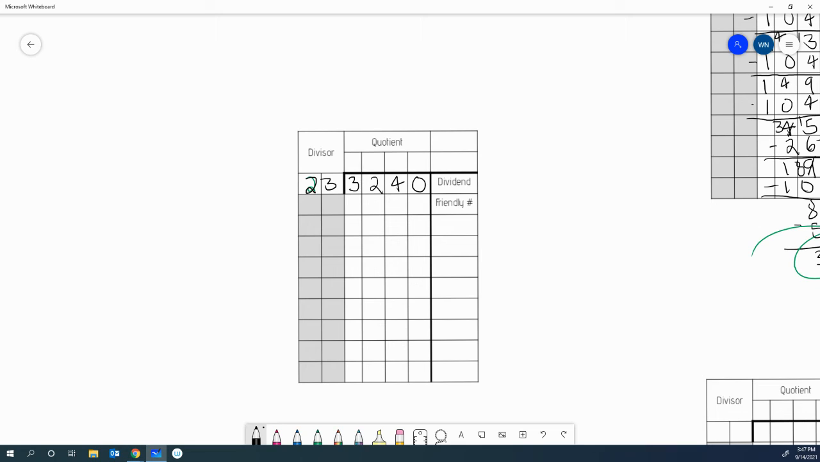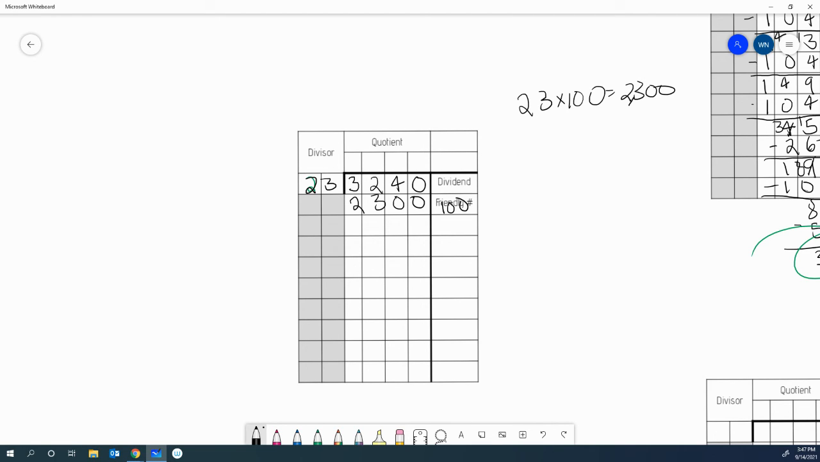All right, let's think about those friendly numbers. I already see that I could multiply 23 times 100. And that would be 23 plus 2 zeros, 2,300. That seems like a super easy friendly number to start with. So let's start there. Friendly number is 100.